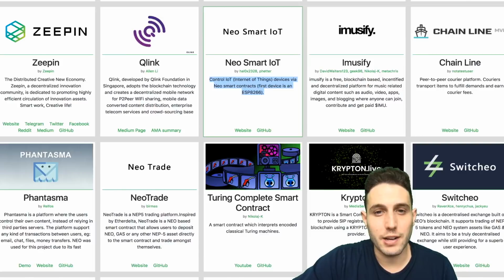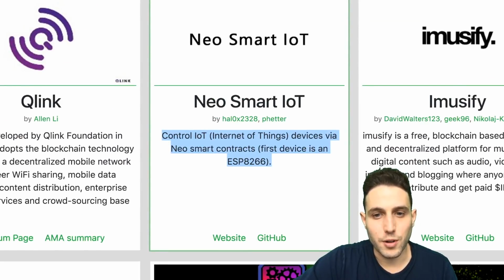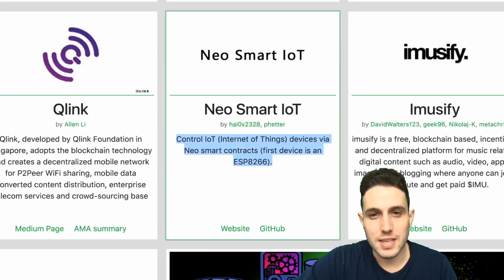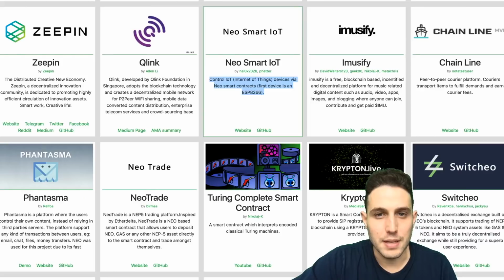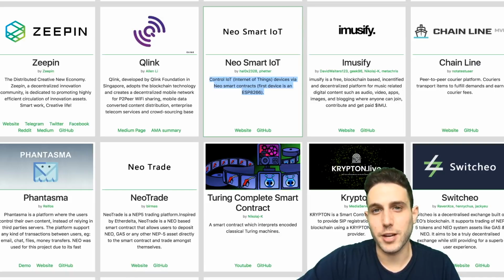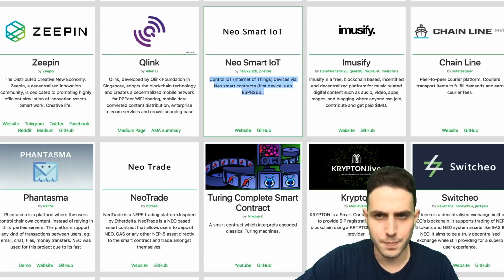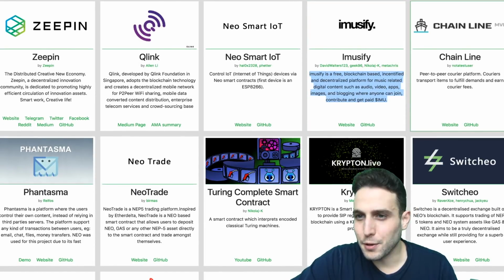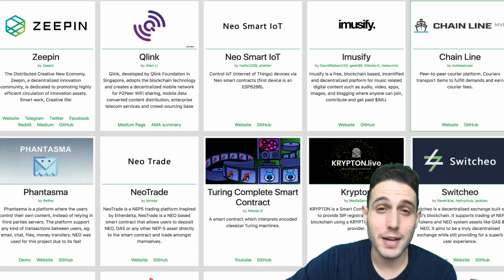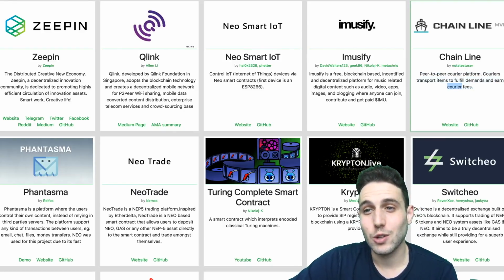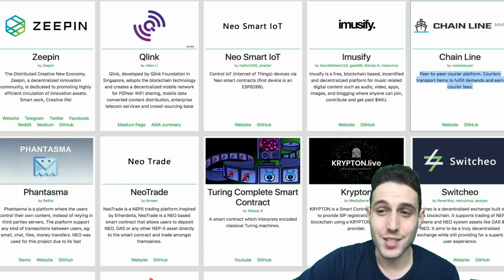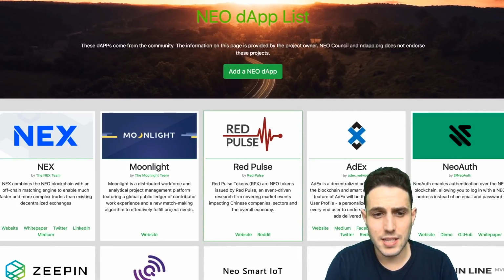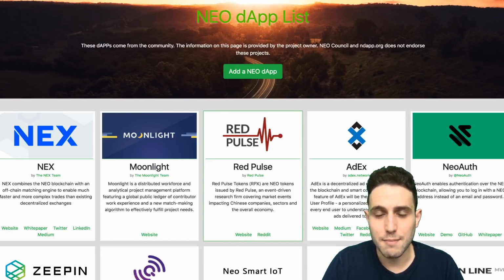This is one, right? Control of IoT devices via NEO smart contracts. So this is the first one that I'm seeing that is a little bit, okay, there'll probably be an Ontology version of this, right? Where all of a sudden this might not be the first thing, but this might link in with the Ontology one. So it's unclear. iMusify is a free blockchain-based, incentivized, decentralized music platform. Definitely not Ontology. Peer-to-peer courier platform. Not Ontology. You might verify your identity on this chain with Ontology, but this is not Ontology material. Besides the NEO Smart IoT, I don't really see any of these that make sense for Ontology.